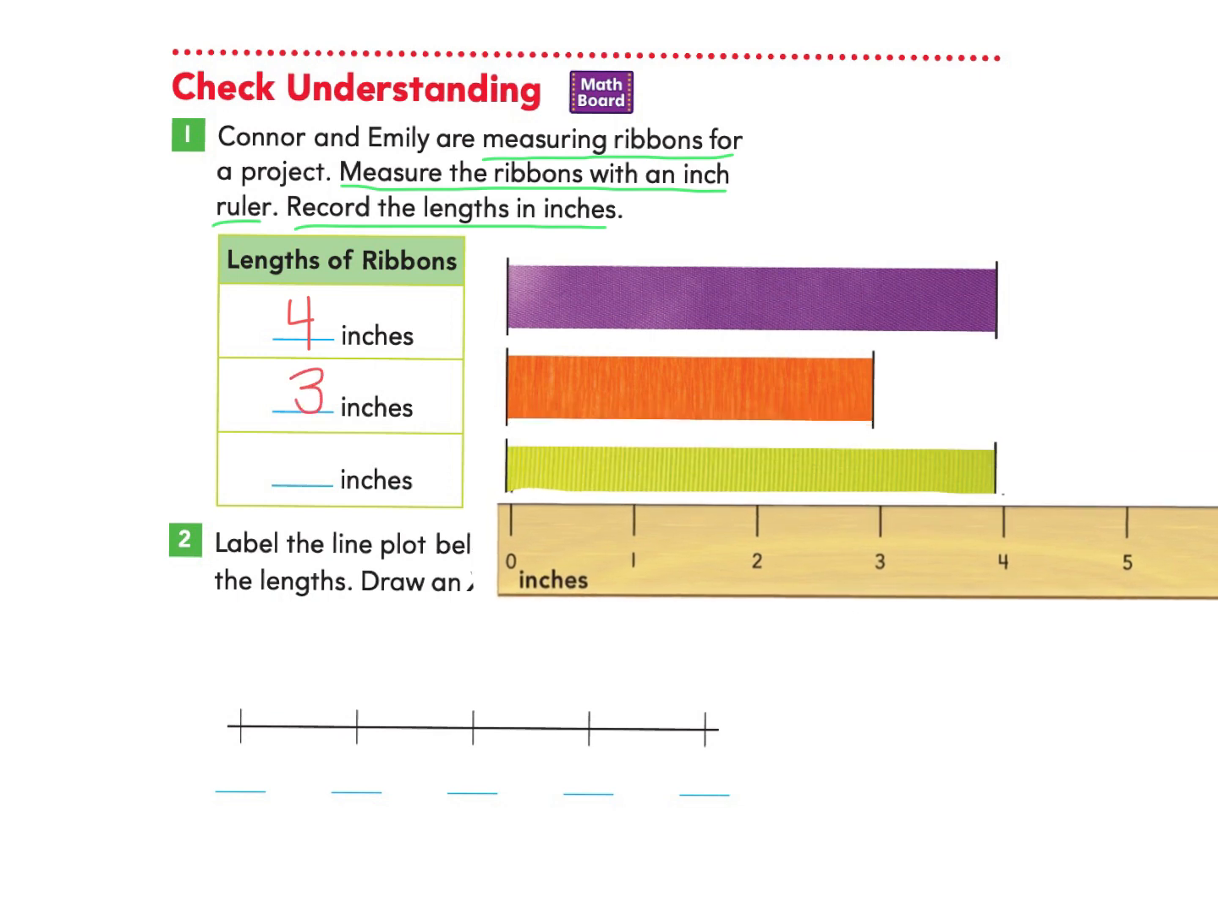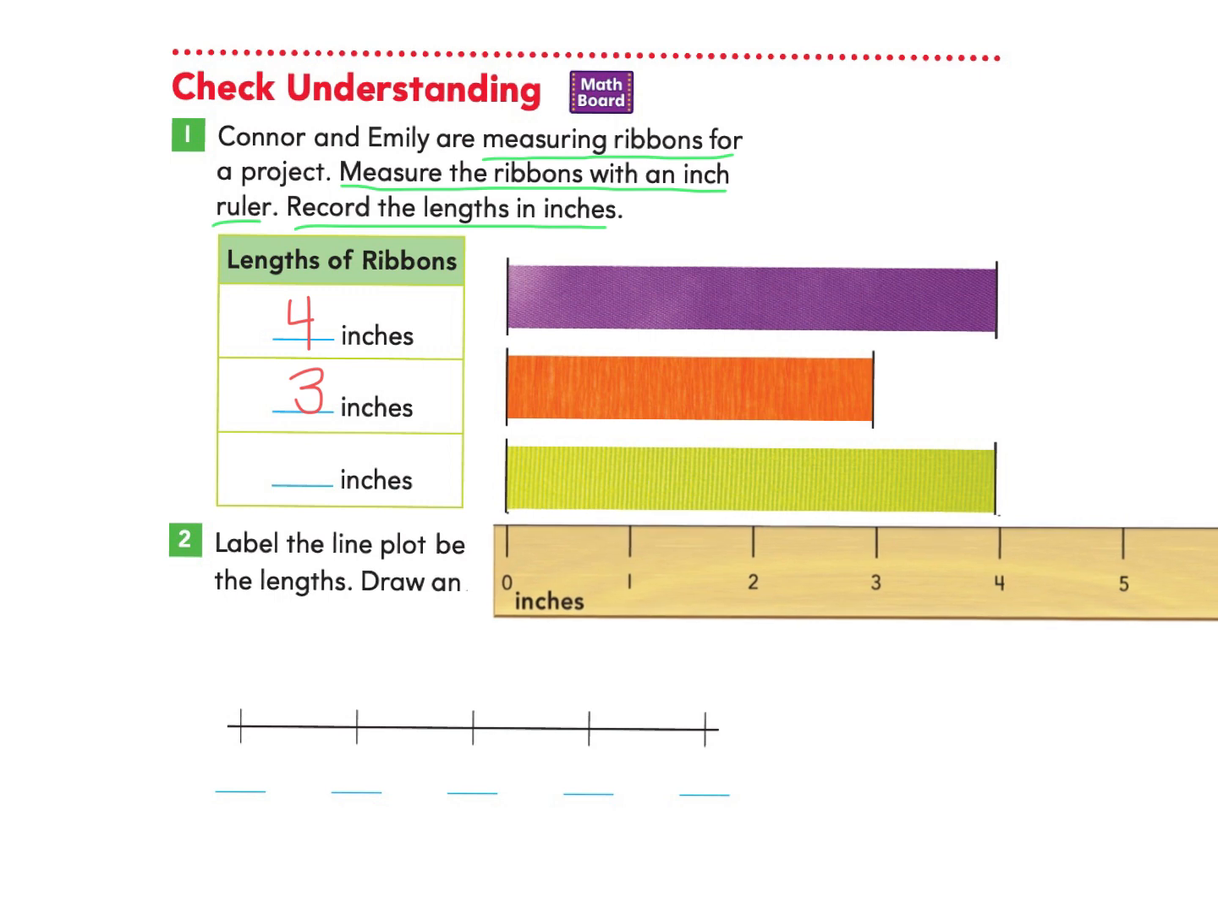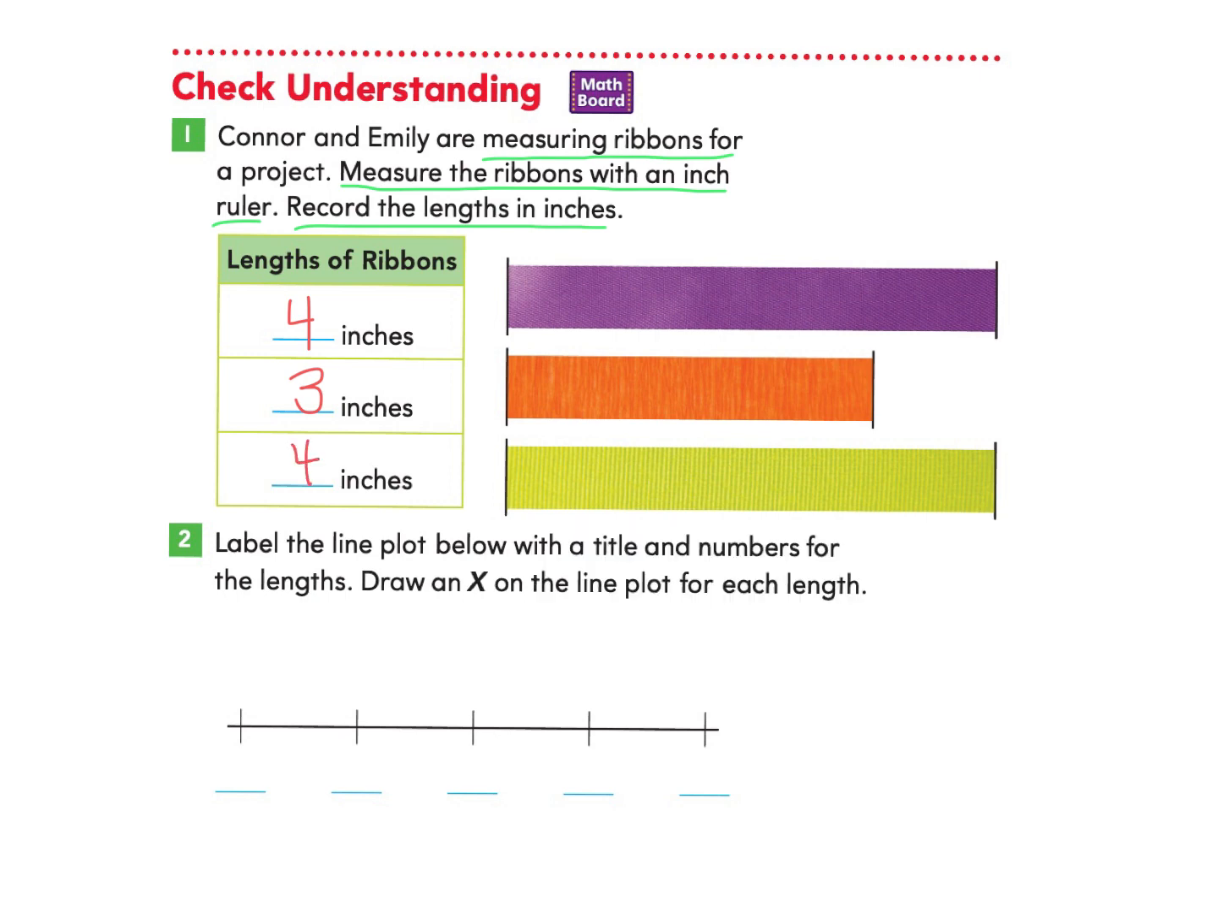And then the same thing for my green or bright yellow ribbon here. I'm going to line up the end of the ribbon with the 0 line. I go over to find the end of the ribbon, and when I find the end of the ribbon, I find the number 4. So I'm going to write that in here. Now I can look at the next part, part 2, which asks us to label the line plot below with a title and numbers for the lengths. Draw an X on the line plot for each length. So let's look at the first part.